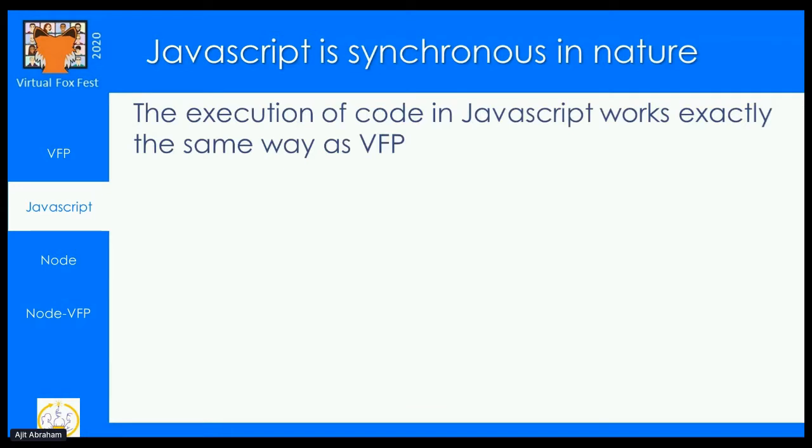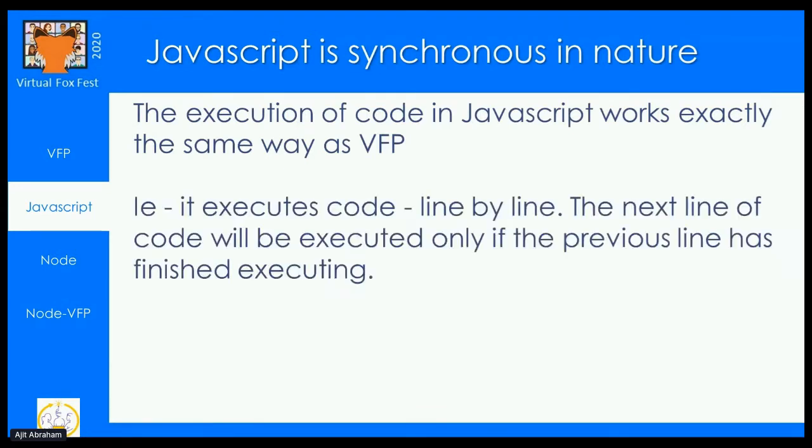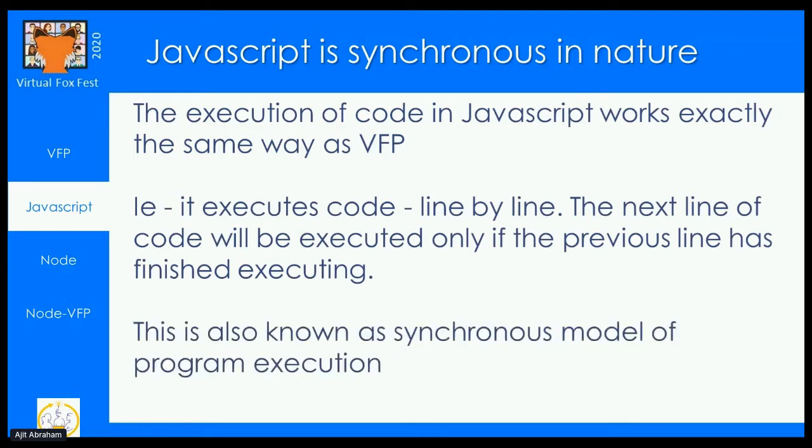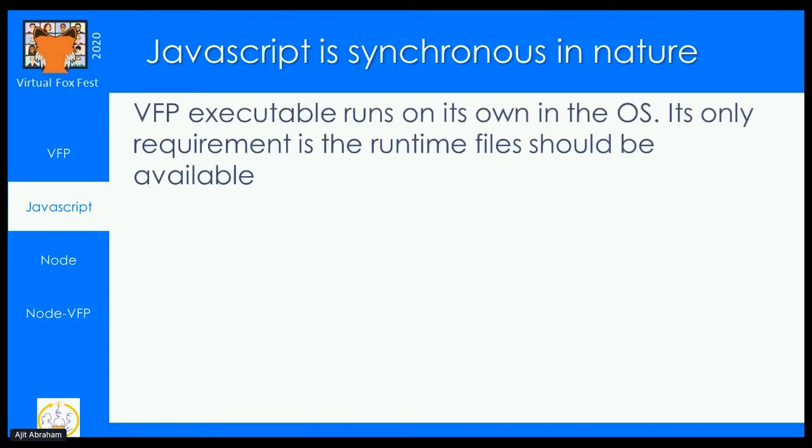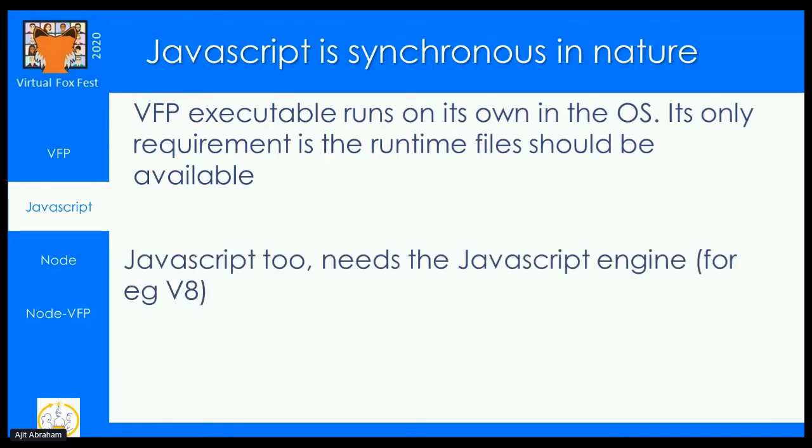JavaScript and FoxPro both execute their code line by line. That is, their code is executed synchronously. But a FoxPro program can run independently in Windows. It just needs its runtime DLL files. JavaScript too can run only if a JavaScript engine is present, but it can never run independently in an OS. It can run only in an environment like a browser.